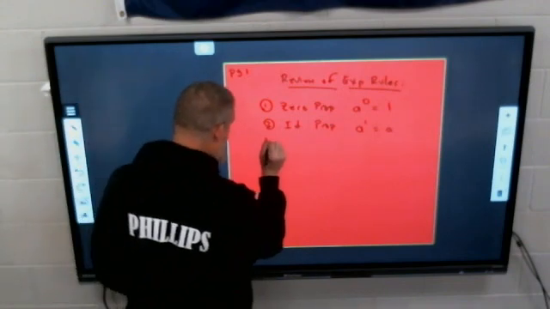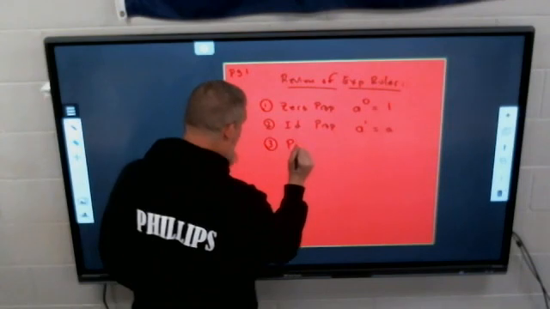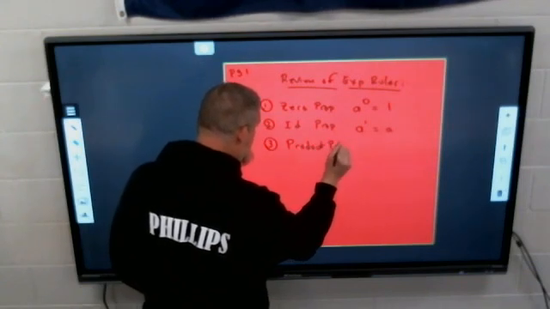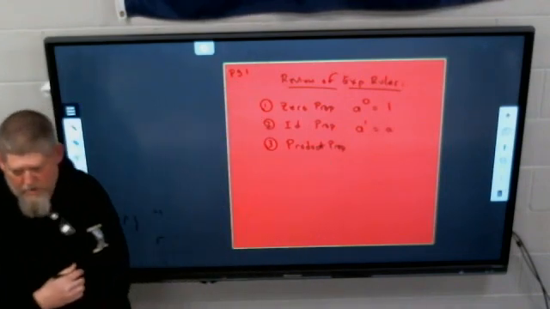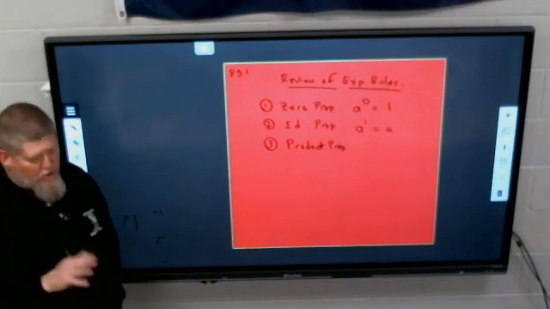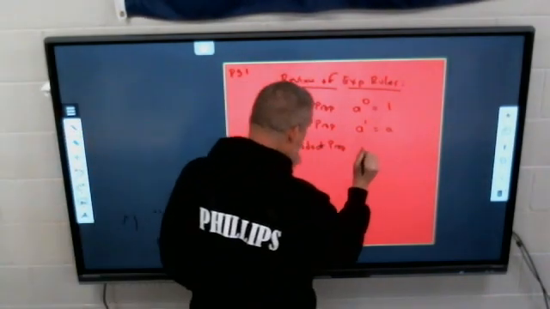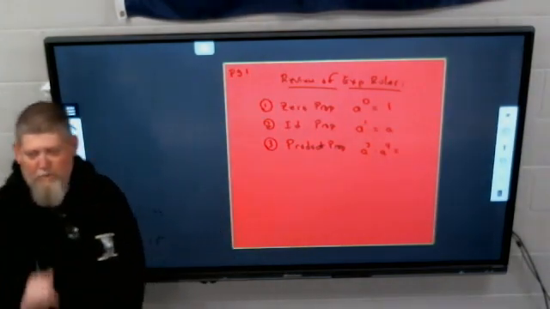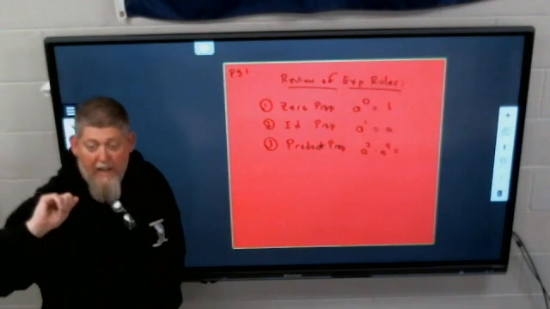Okay. Number three, we had what was called the product property. Product meaning multiplication, right? So if I take two bases and multiply them together, let's just say a to the third times a to the fourth. When I multiply the bases, what do I do to the exponents? I add them.